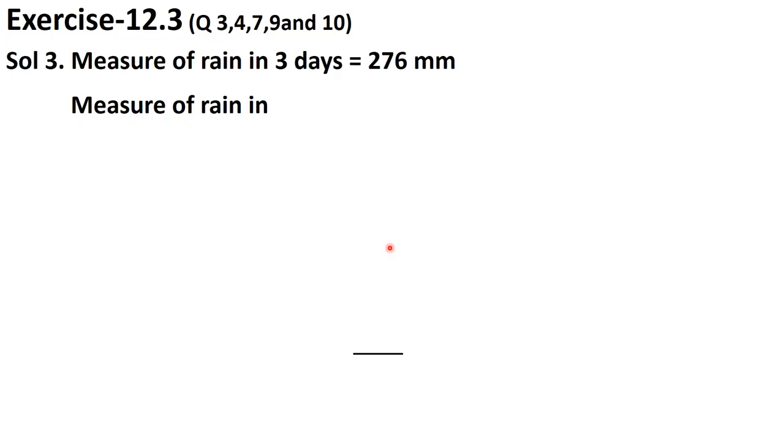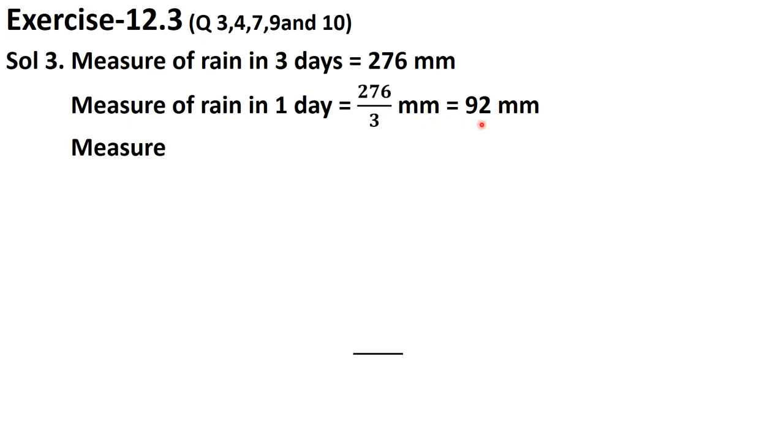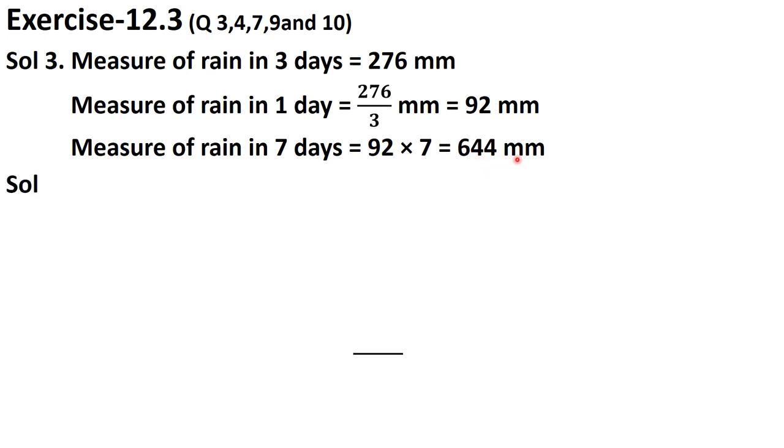Measure of rain in 1 day is 276 divided by 3. When the value of more is given and we have to find the value of 1, we always divide. So here we will divide 276 by 3, which is 92 millimeters. Now we have the measure of 1 and we have to find the measure of 7 days. So measure of rain in 7 days is 92 multiplied by 7, which is equal to 644 millimeters.